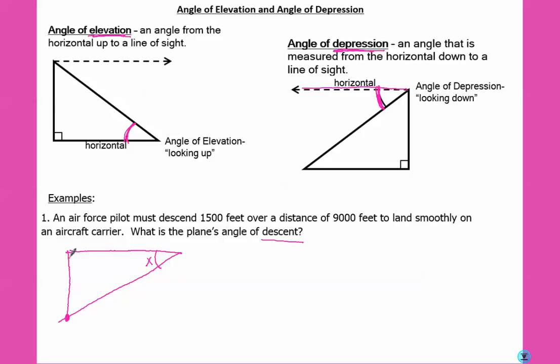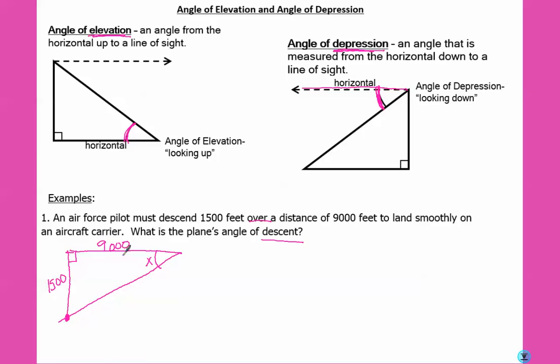So I'm going to make this my right triangle. It must descend 1,500 feet. Descend means down, so it's got to go down 1,500 feet, and it's got to go over 9,000 feet.